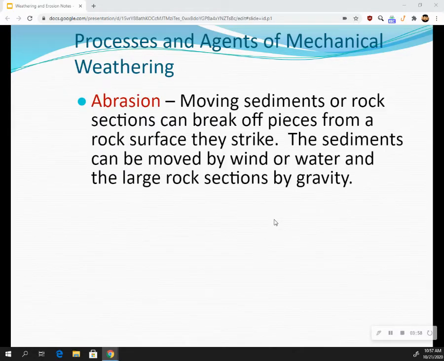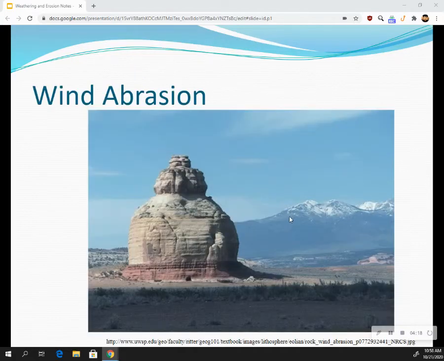So abrasion, have you ever heard of abrasion on your skin or some sort of imperfection? Abrasion is the moving of sediments, where rock sections can break off into pieces from a rock surface when they strike. So sediments can be moved by rock when underwater. If you look at the Grand Canyon, this would be an example of water abrasion because you have all these cliffs because of how the Colorado River goes through this ravine.